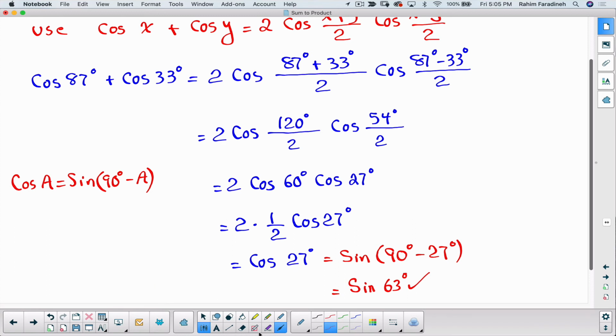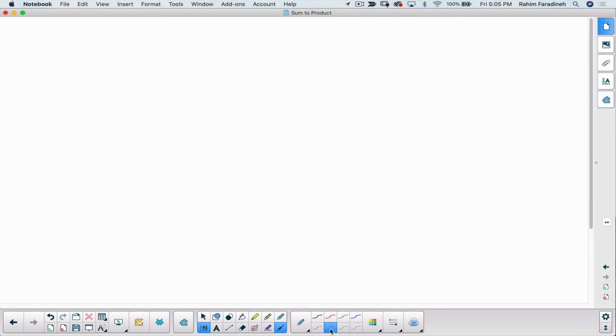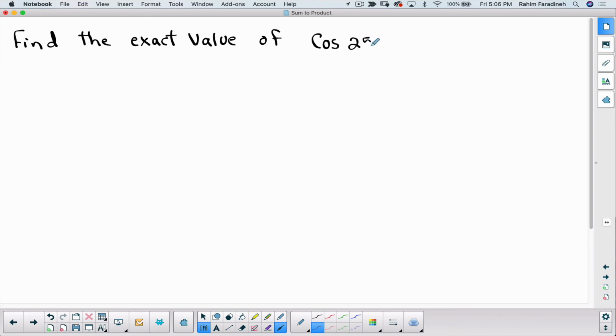Let's look at another example. We want to find the exact value of cosine of 255 degrees minus cosine of 195 degrees.